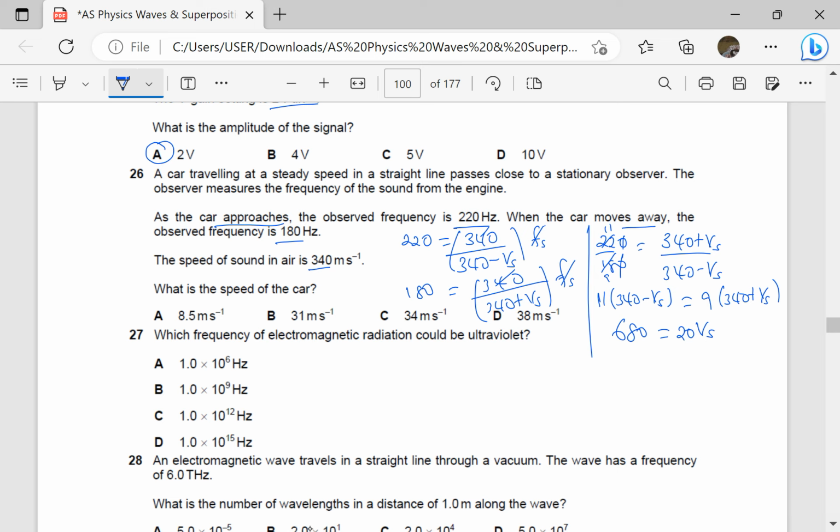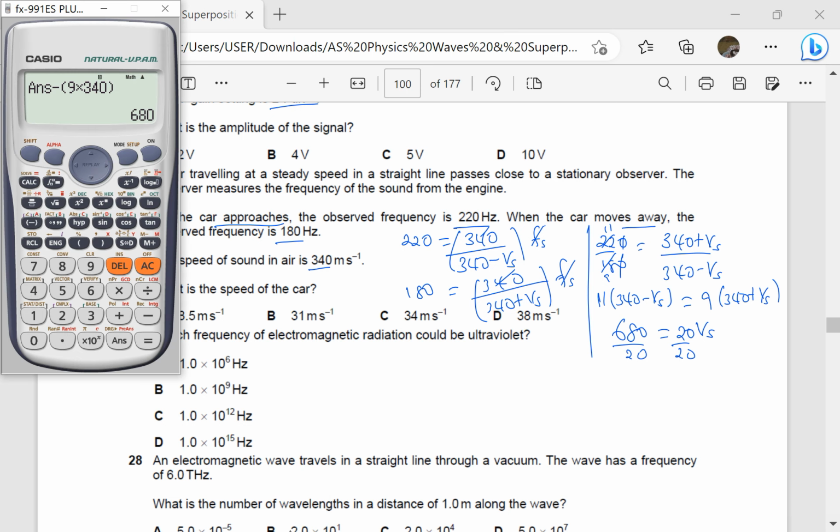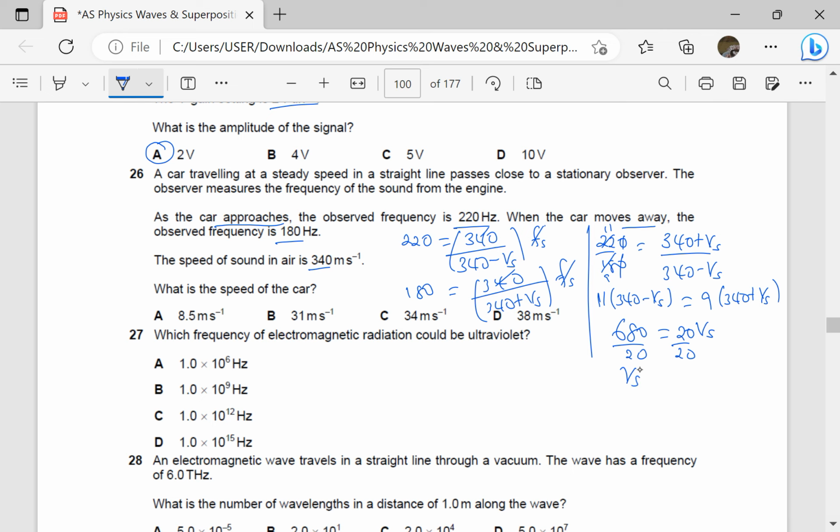So I now divide this by 20. So by 20, by 20. So I think that is 34. So Vs is 34. Therefore, our answer is going to be C.